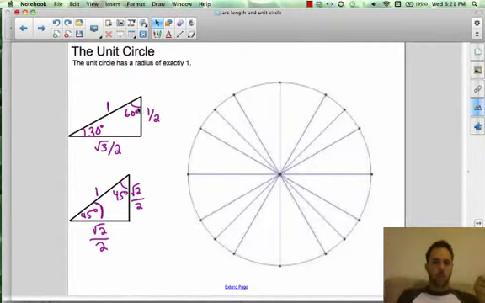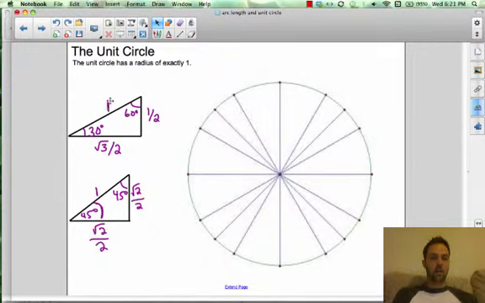Alright, so let's take a look at the unit circle now. I've included a couple common triangles over here. This is the 30-60 triangle, and this is the 45-45 triangle. So I've indicated that the hypotenuse for each of these triangles is 1, and shown what the resulting legs would be based on these angles.